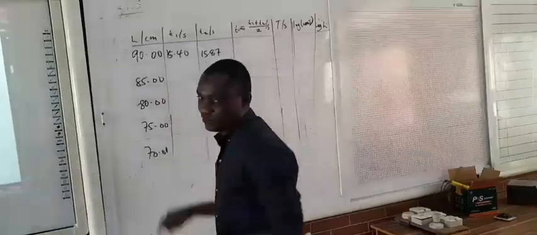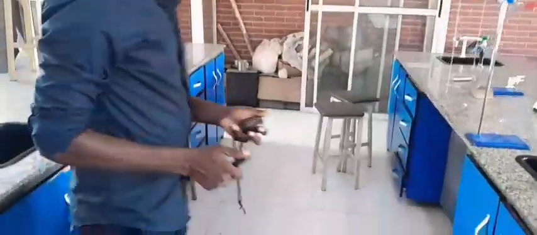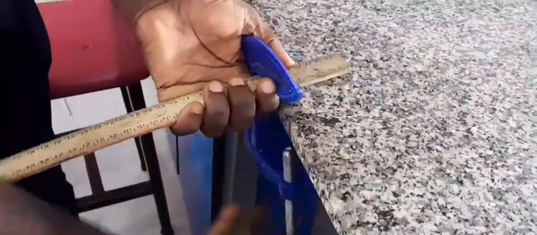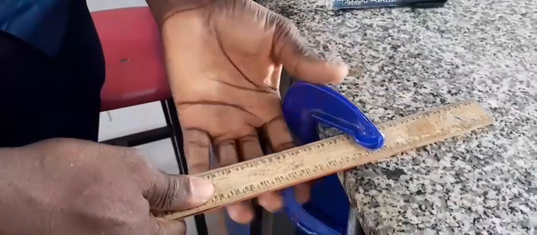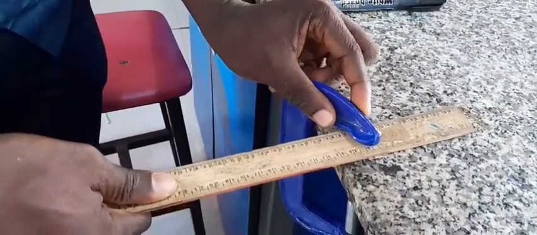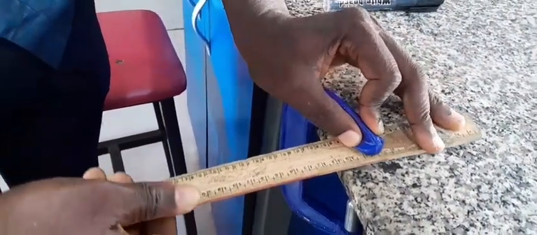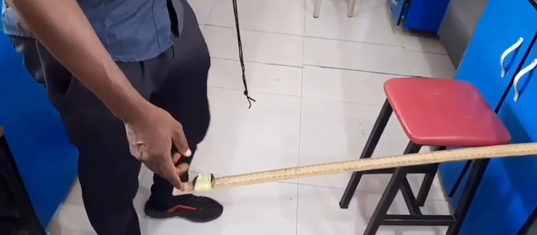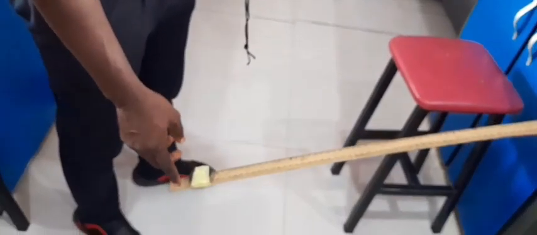So I'm going to do it for 85. To get 85, I have to move this so that the 10 cm mark will be outward. So this is 11:10, so I'll clip it. So this is for 85. So I'm going to go.